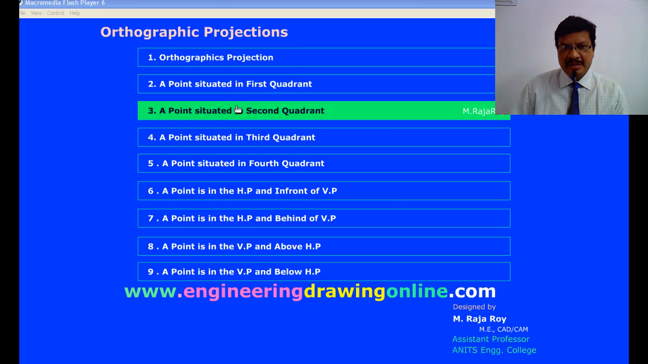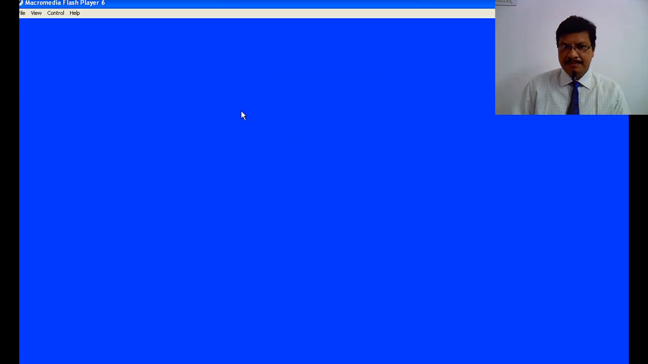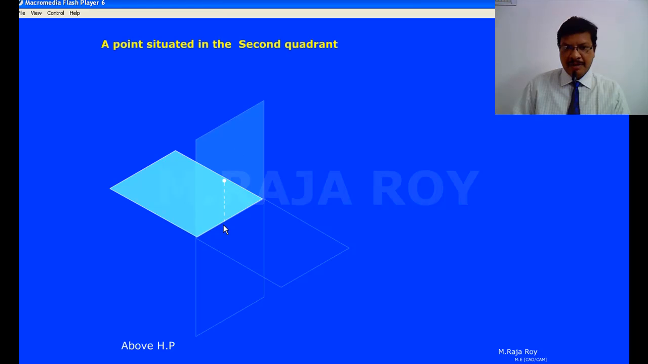When a point is situated in the second quadrant, now we will project the front view and top view. When a point is in the second quadrant, it will be above HP and behind VP. So when a point is in the second quadrant, it means it will be above HP and behind the vertical plane, something like this. This is the actual position, above HP and behind VP.